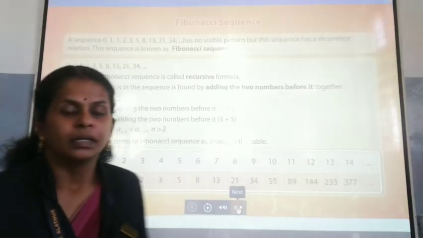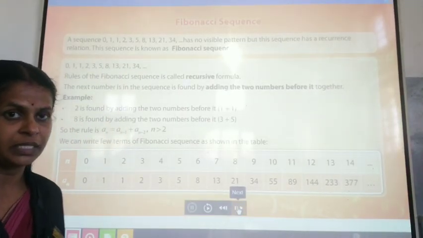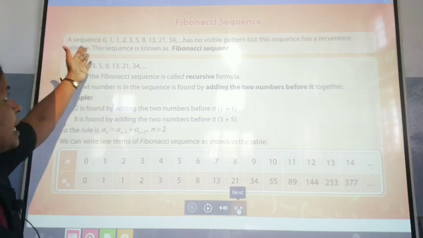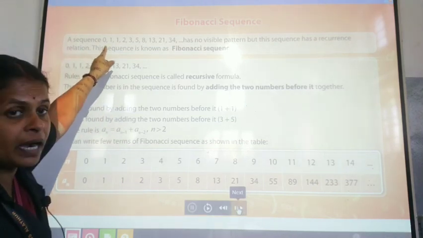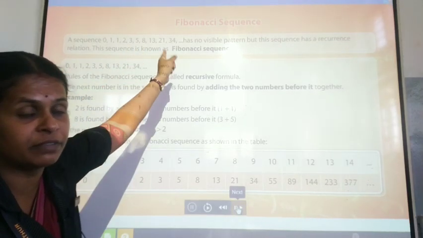Next one. An example of a sequence is the Fibonacci sequence. The Fibonacci sequence means a sequence 0, 1, 1, 2, 3, 5, 8, 13, 21, 34, etc.